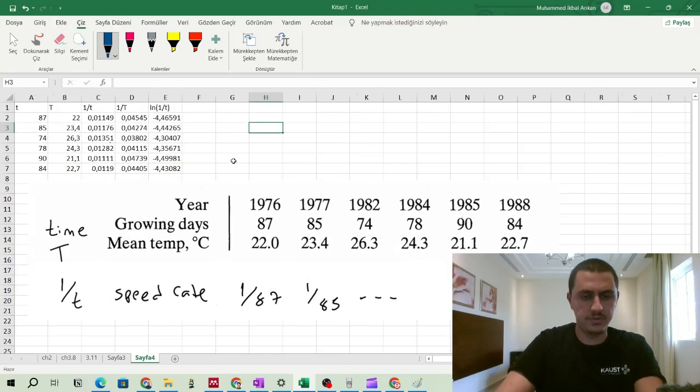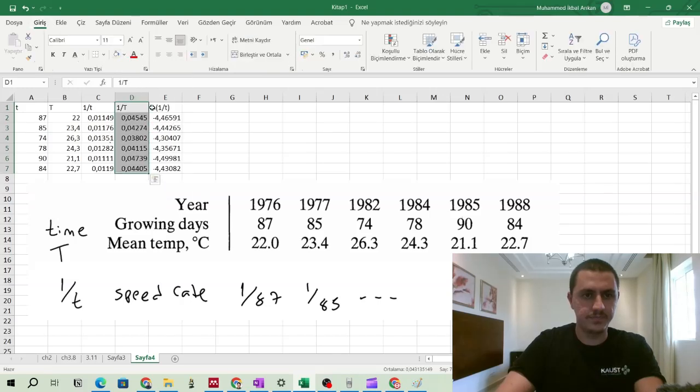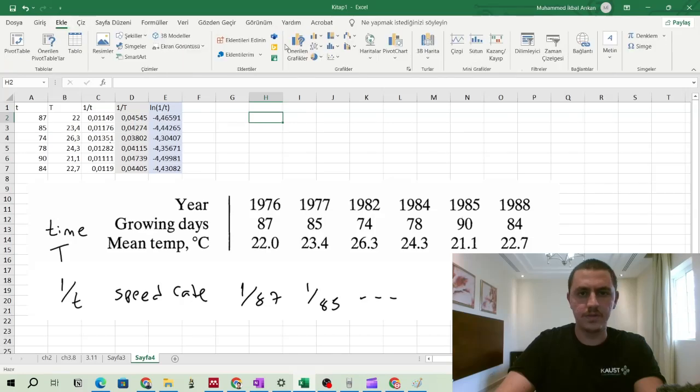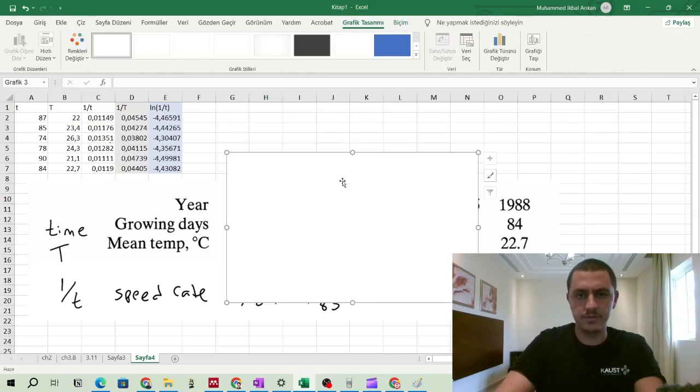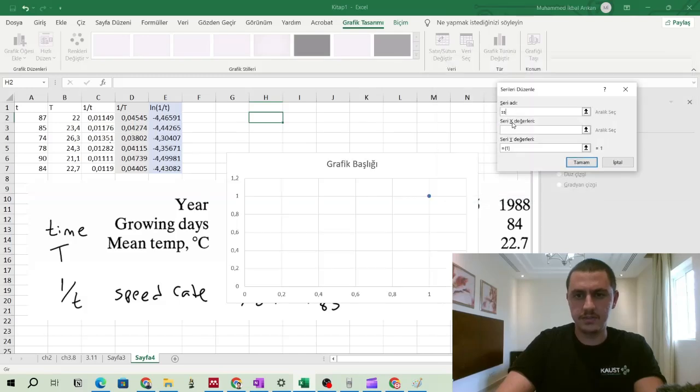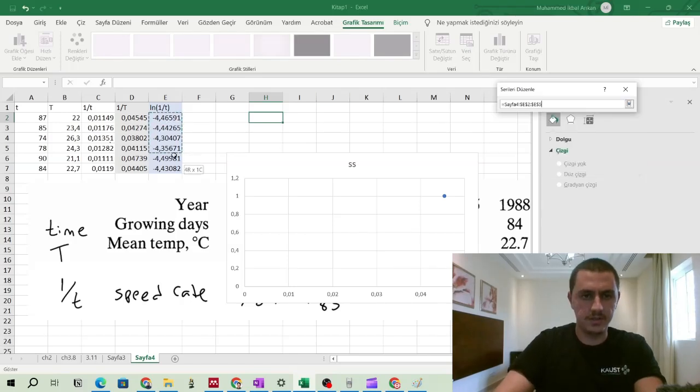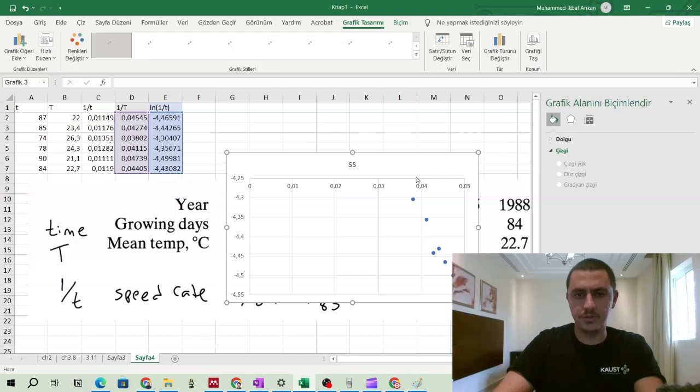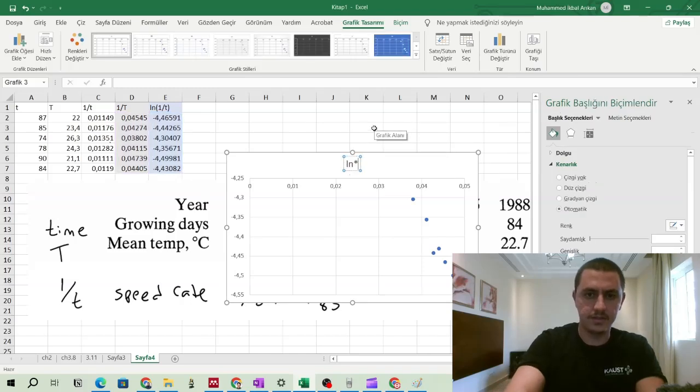So let's get the plot. If you remember, the x-axis will be 1 over T, and this is the y-axis. The slope will give us the result. Let's create a plot. Insert our data set. X values are here, Y values are here. The plot will not directly give us the slope, we need another step to do that.